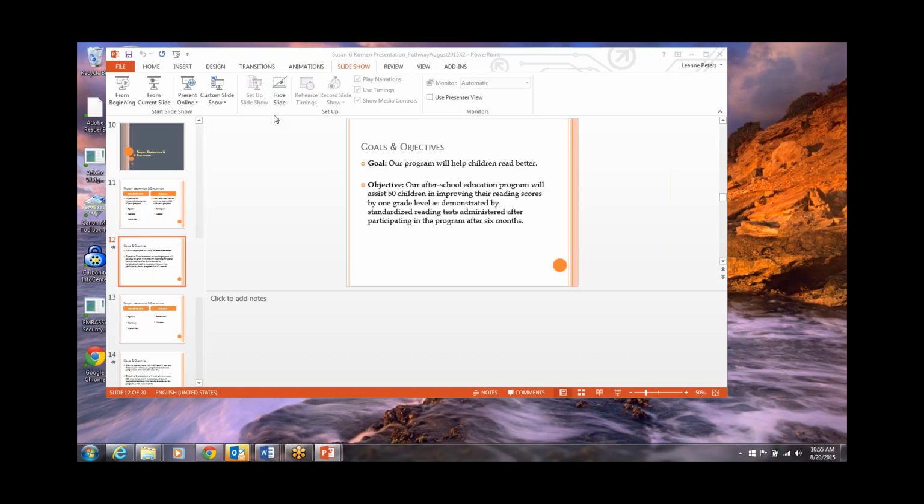Yes. Okay, so your objective is you're going to serve the 50 children. But you want to make sure the measurable part is who has gone up 1 grade level. And the standardized reading test is how you're going to do that, and then the timeline being 6 months. So your objective is that our after school program will improve their reading scores by 1 grade level, but in order to measure it, you use the 50 children.